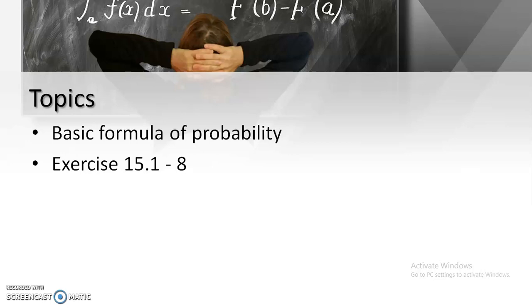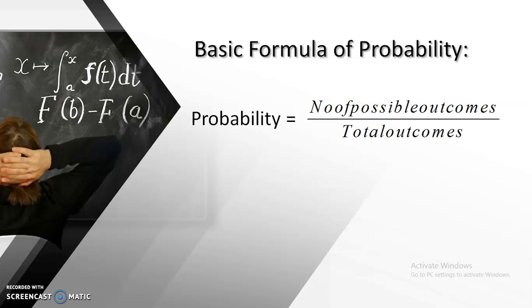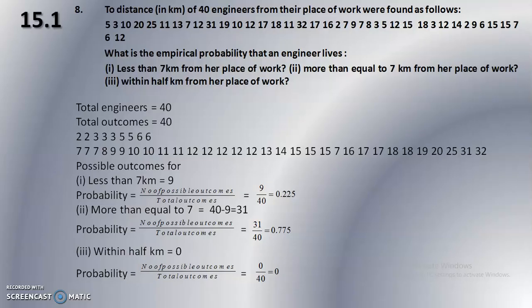So starting with the first, it's the basic formula. Probability equals the number of possible outcomes divided by the total outcomes, which is already known. So go to the next, it's the 8th sum. The distance in kilometers of 40 engineers, meaning total outcomes here is 40, from their place of work were found as follows, meaning for possible outcomes you should get numbers from that.